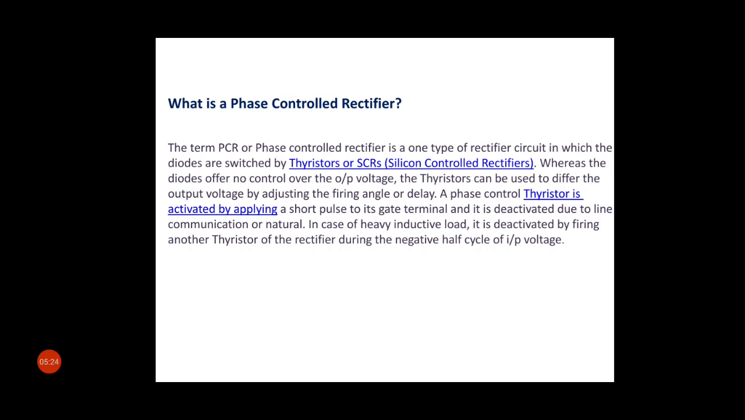A phase control thyristor is activated by applying a short pulse to its gate terminal, and it is deactivated due to line commutation or natural commutation. In the case of a heavy inductive load, it is deactivated by firing another thyristor of the rectifier during the negative half cycle of the input voltage.